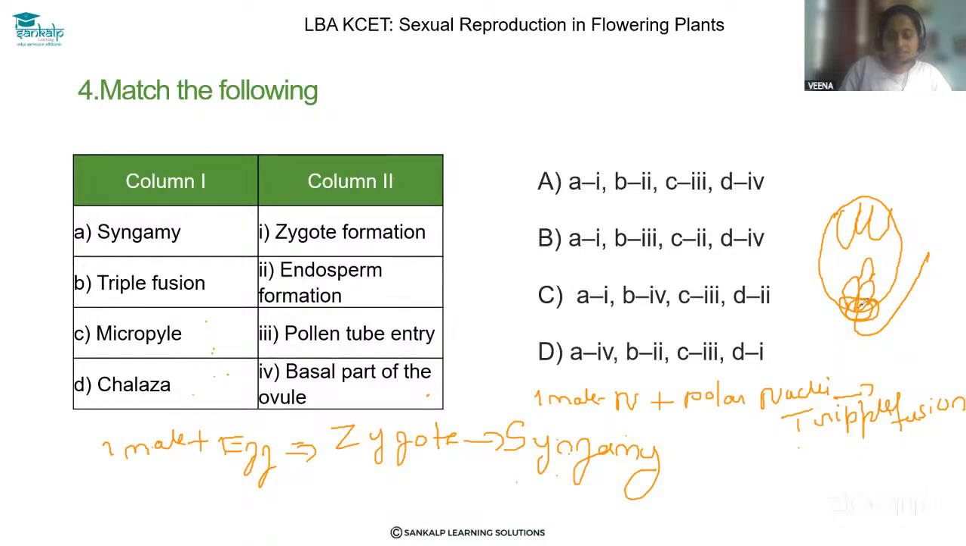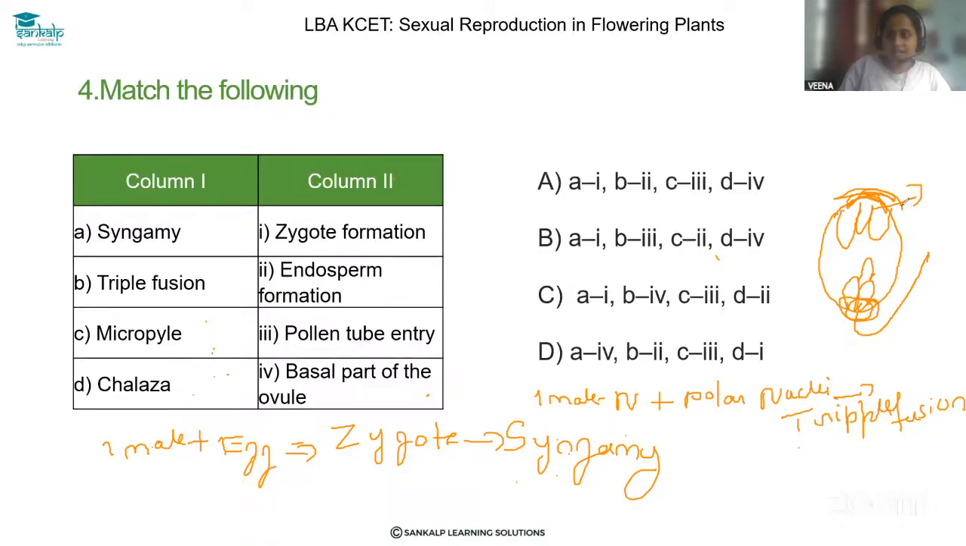And then the next option is chalaza. Chalaza is the basal part of the ovule. So this is the basal part where the antipodals are located. So that basal part is called chalaza.